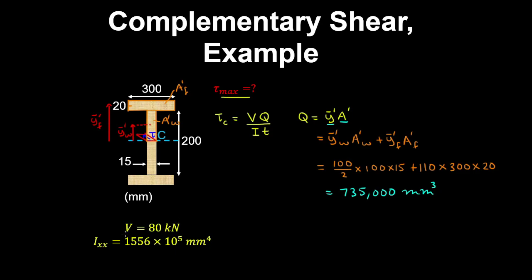Now the shear force is given in the problem, which is 80 kilonewtons, which we convert to newtons. The second moment of area has been calculated for this section, which you can verify yourself. And the thickness of the shear plane is the thickness of the web. And then if you substitute for Q and calculate this out, you'd get 25.2 megapascals.